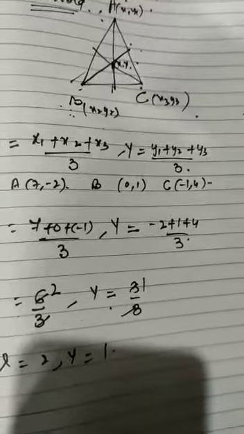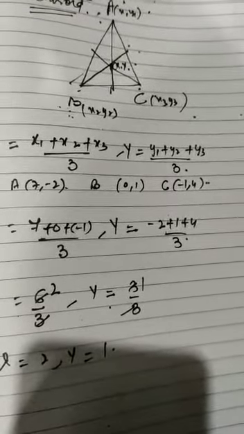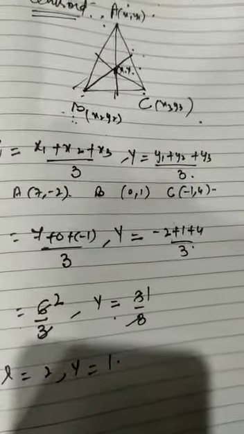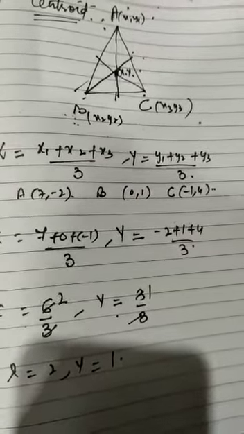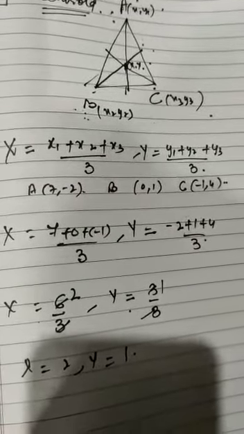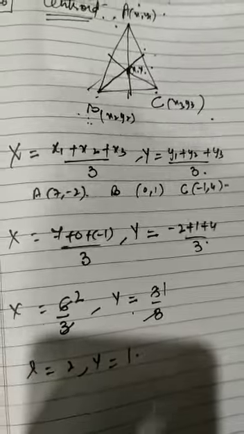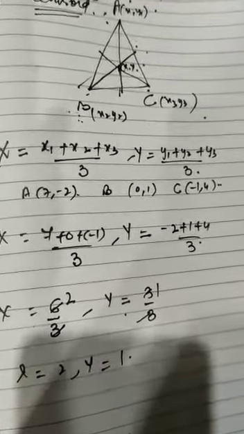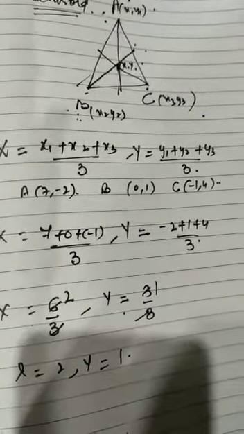So in this way you can find the centroid. In some questions you are given the centroid, but you are not given the coordinates of some vertex. So by again using the same formula, you can find the coordinates of that particular point which is not given.